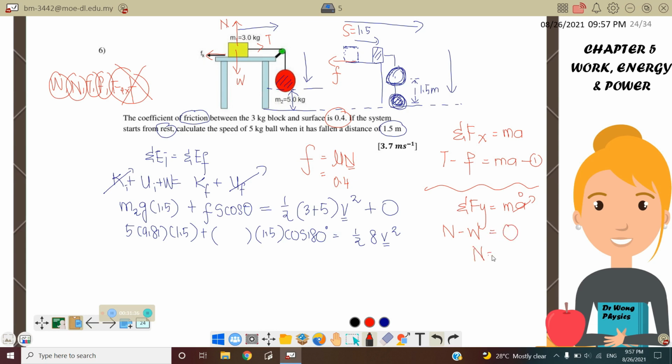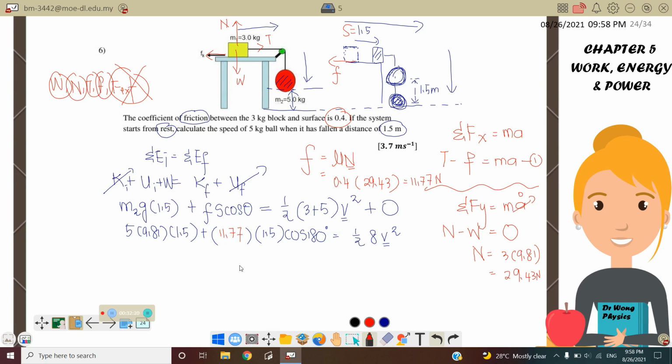Therefore n equals m g, where m is 3 kg and g is 9.81. So n equals 3 times 9.81, which is 29.43 Newton. Substituting here, 29.43 times 0.4, the coefficient, you get 11.77 Newton for the frictional force.